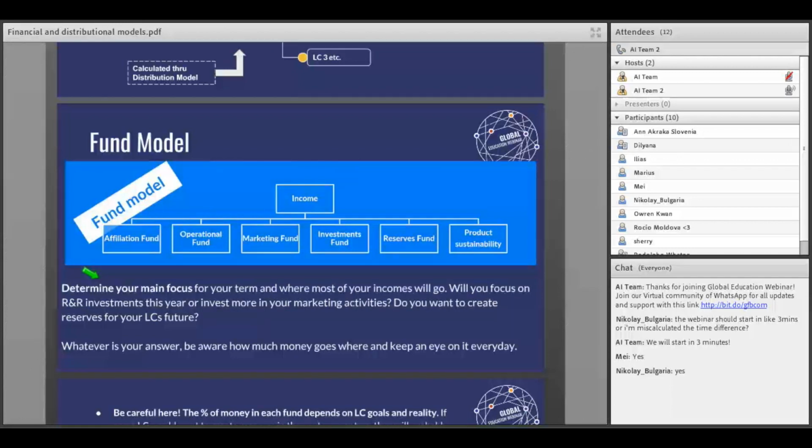So first, you need to determine your main focus for your term and where most of your incomes go. Will you focus in R&R investments through this year or in your marketing activities? Do you want to create reserves for your LC's future? Whatever the answer, it depends on you.